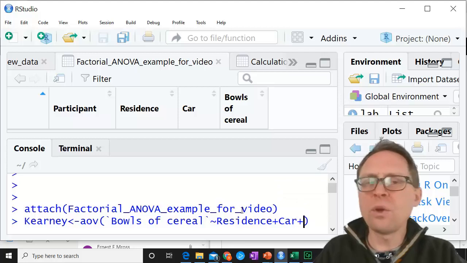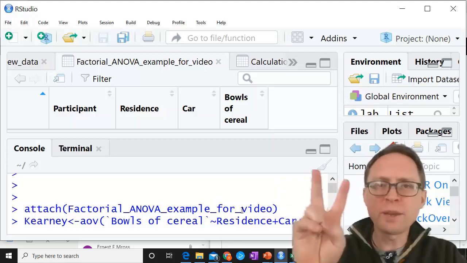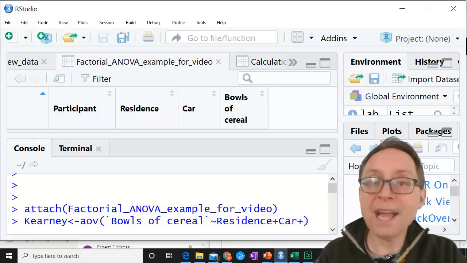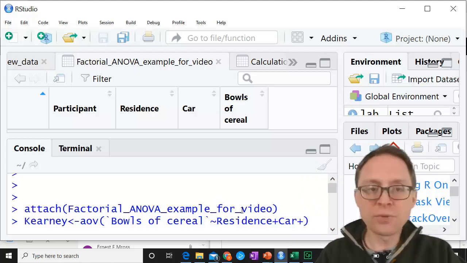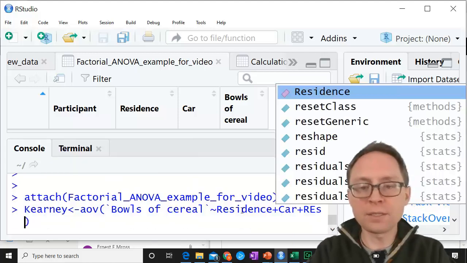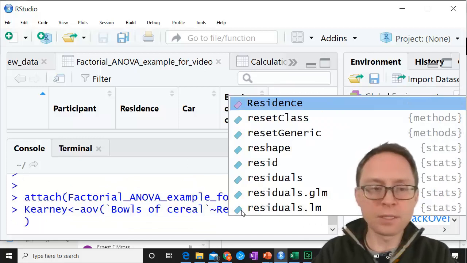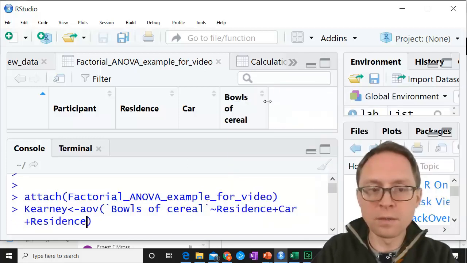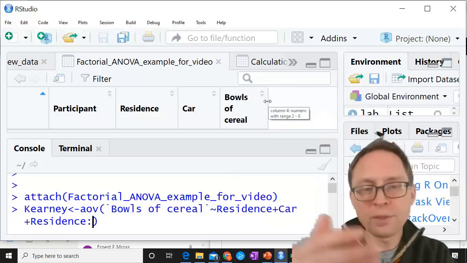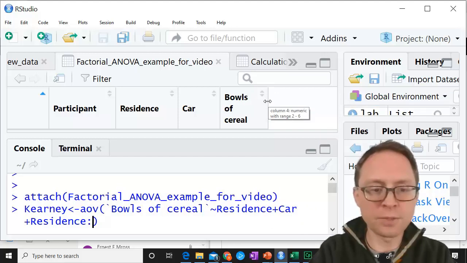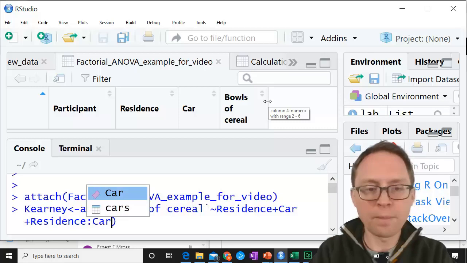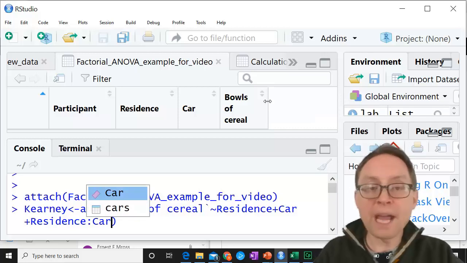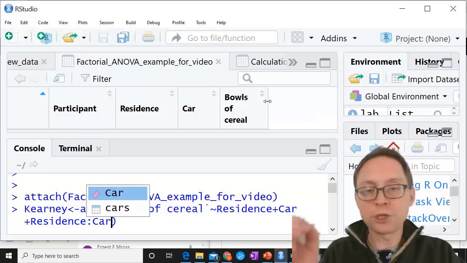But we don't want just one main effect plus one main effect. We also want the interaction. The interaction is going to be residence, and there are different ways you can do this. Residence by car is the way you say this, meaning the interaction between residence and car.